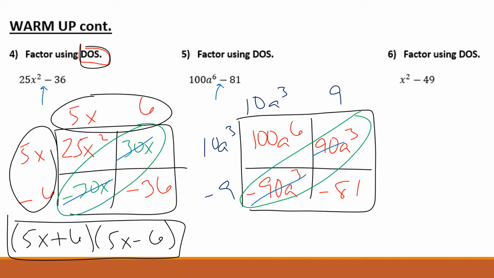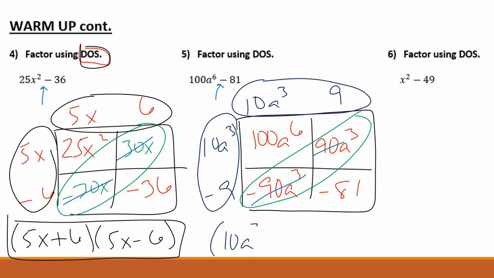Okay, so my final answer then for this would be writing the two sides as factors. So 10a to the third minus 9, or you could do the plus 9 first, whatever. I usually do the plus first, and 10a to the third minus 9.